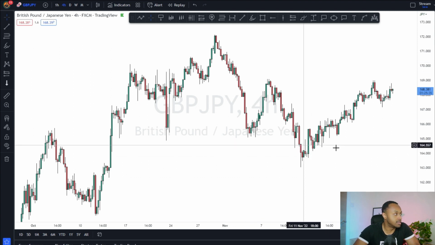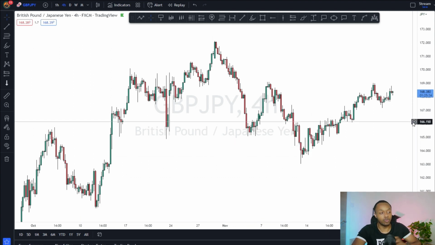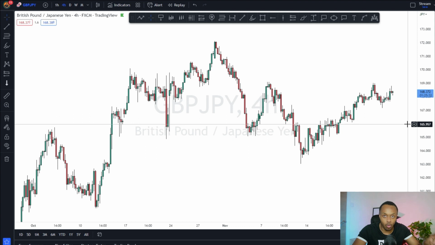So as you can see, here is pound yen in the 4H time frame, and the first thing I always do is just map out the key areas in the market. This is just key highs, key lows, and key turning points in the market where we've seen the market test certain areas multiple times and get rejected from it.